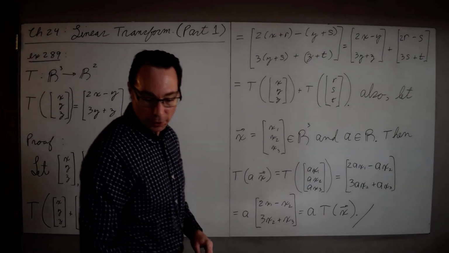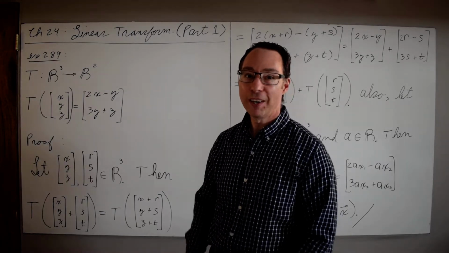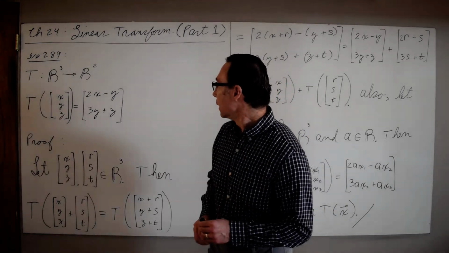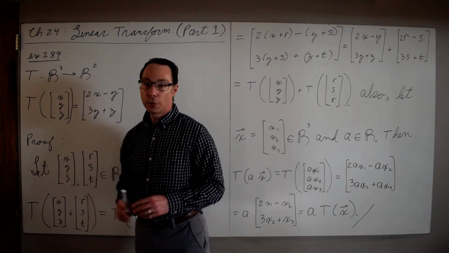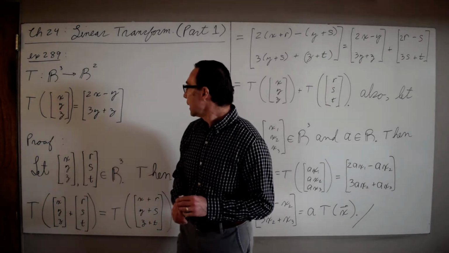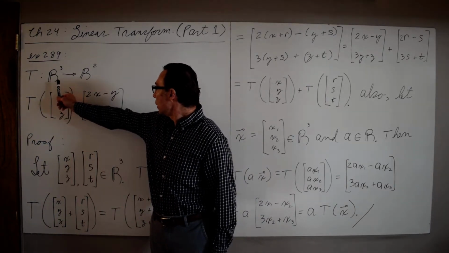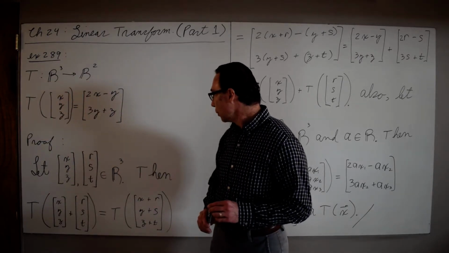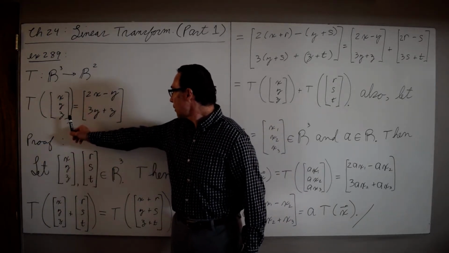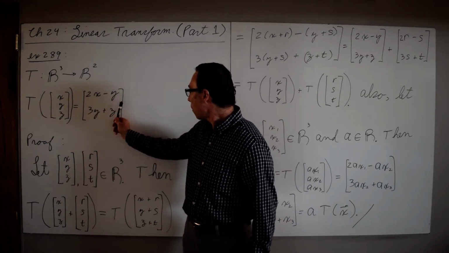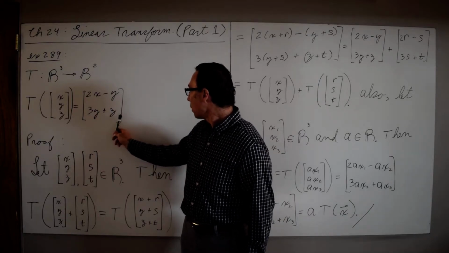This is the first video on Chapter 24, Linear Transformations. And I'm going to do example 289. We're defining a function T from R3 into R2 by T of (x, y, z) is (2x minus y, and then 3y plus z).